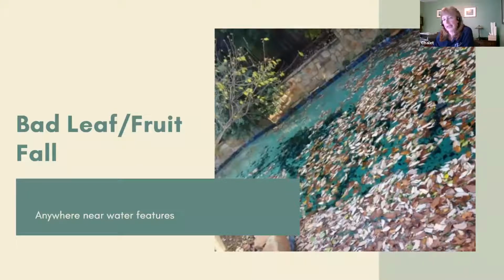Bad leaf placement is anywhere near a water feature. Every now and then I get someone who has a pool and they're like, oh, I'd love to, it's a little too sunny. Aunt Susie burns really easily. I understand Aunt Susie, I'm Irish. I don't do sun either, but do not plant a shade tree to help out Aunt Susie. Just get a big umbrella.